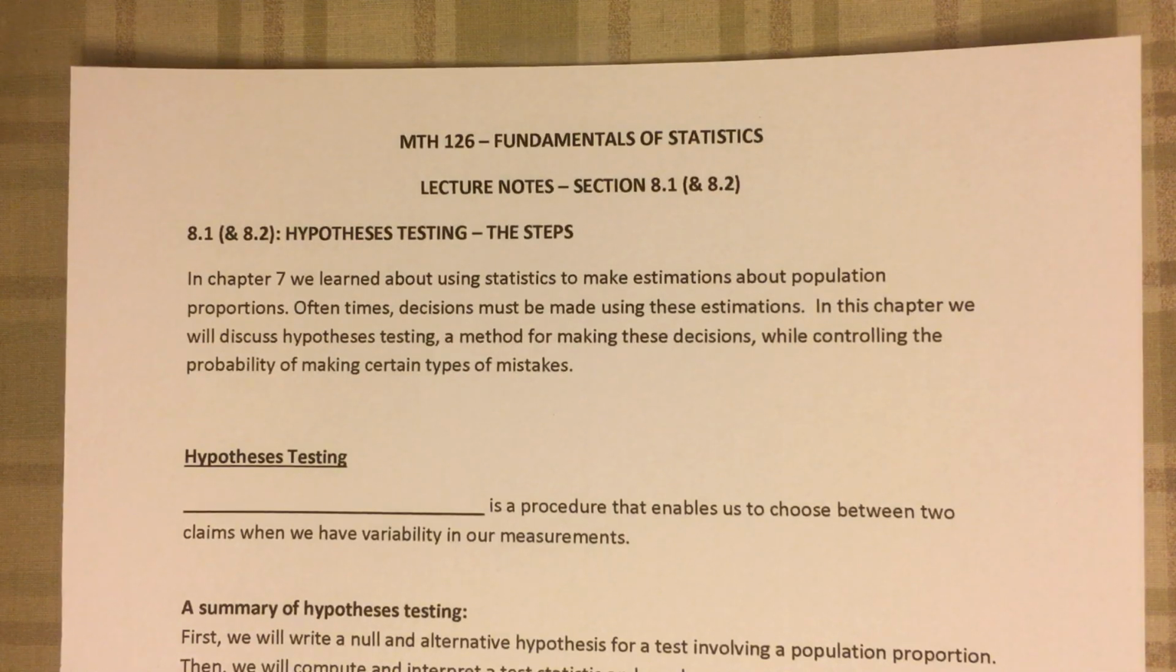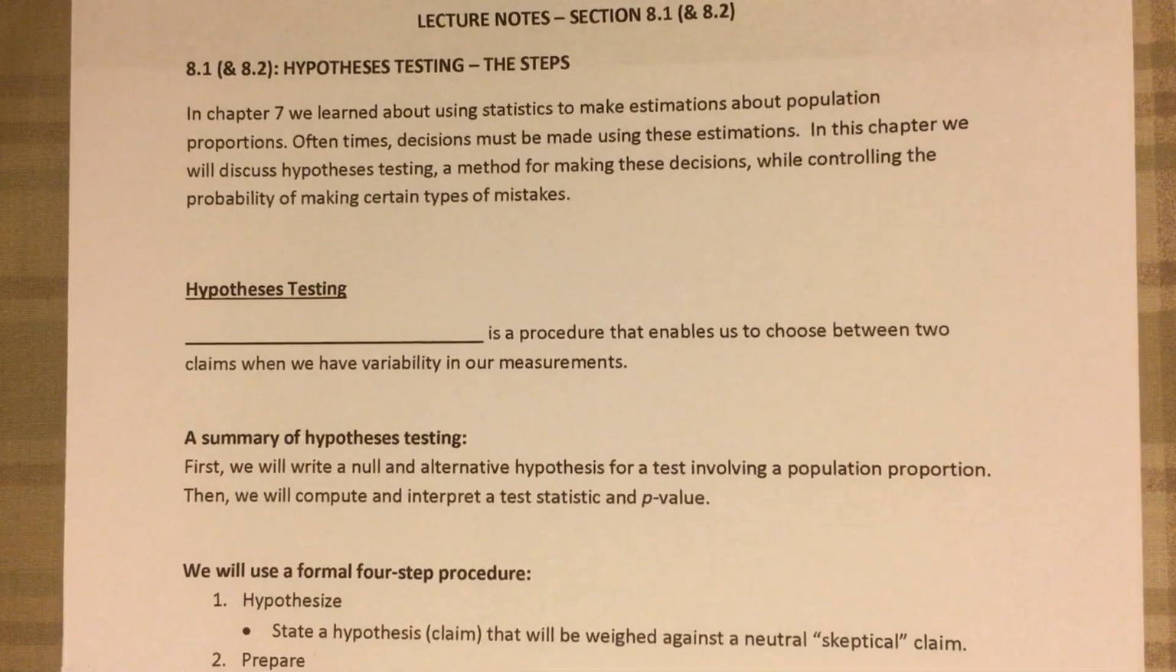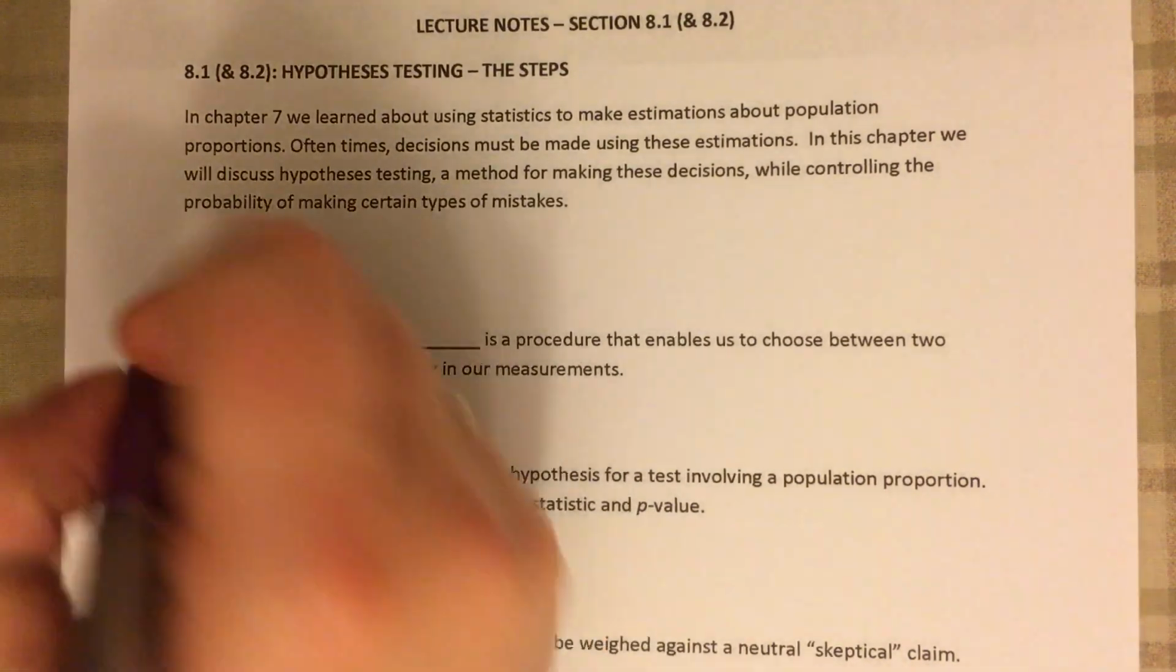So in chapter 7, we learned about using statistics to make estimations about population parameters. When we're making these types of estimations, oftentimes decisions must be made using these estimations. So in this chapter, we're going to talk about hypothesis testing. It's a method for making these decisions while controlling the probability of making certain types of mistakes, which we'll discuss a little more in detail in section 8.3. Okay, so to start with, let's talk about what hypothesis testing is.